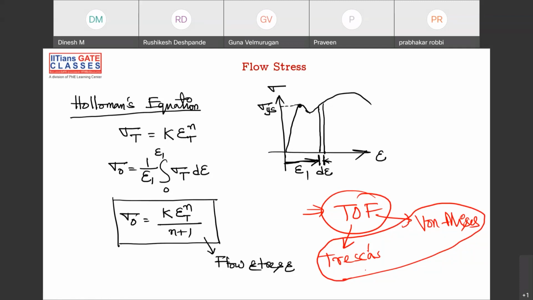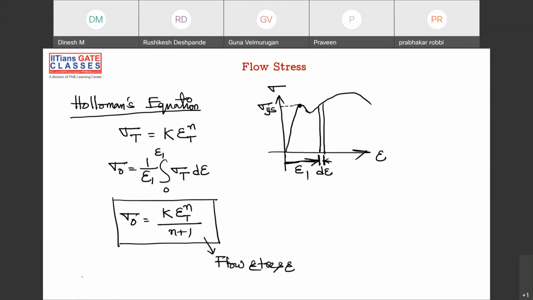We'll be using these two criteria for our metal forming, and then I'll tell you what is plane stress and what is plane strain. All these things are very important in metal forming. Okay guys, is it clear?